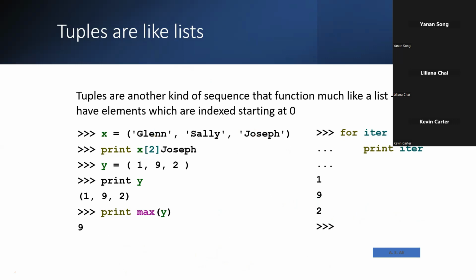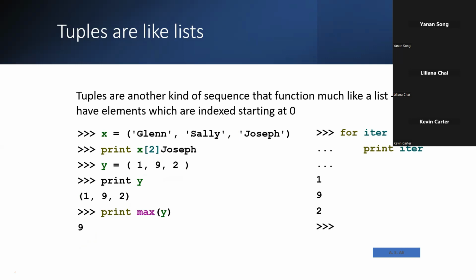And you can even have a tuple of numbers. This is a tuple. It contains 3 items, 1, 9, and 2. These are all numbers. I would like to maybe print the whole Y. So I print the whole Y, I get the whole tuple. I can use the maximum. Maximum will return the maximum number. What is the maximum? 9, of course. If I say print max of Y, it will return 9 for me.